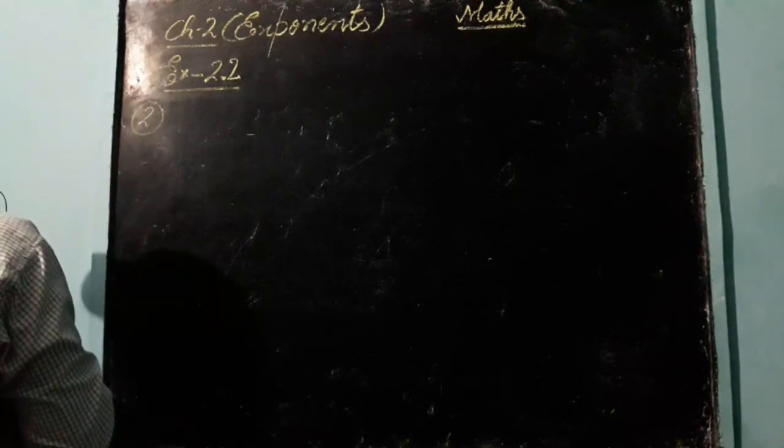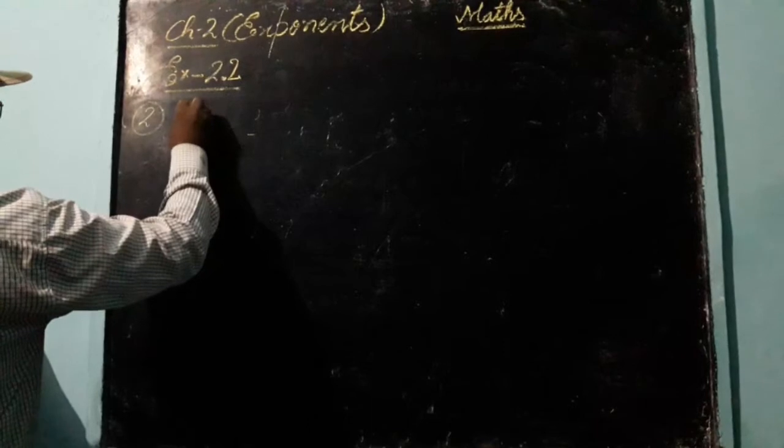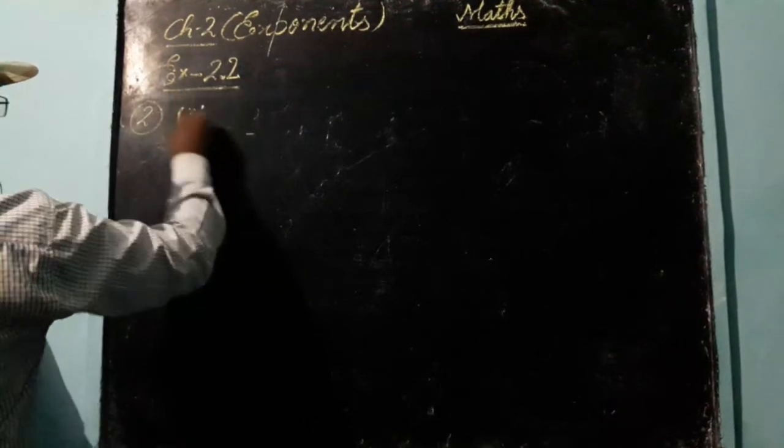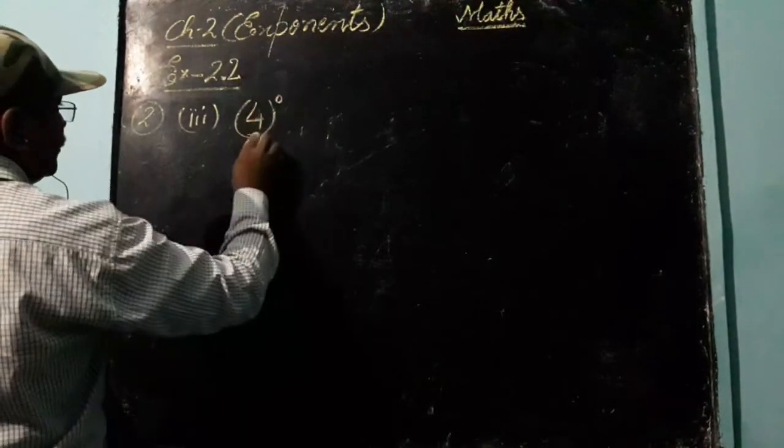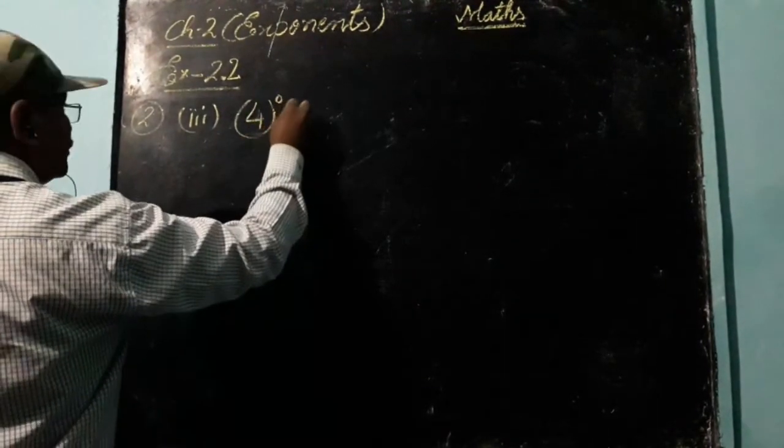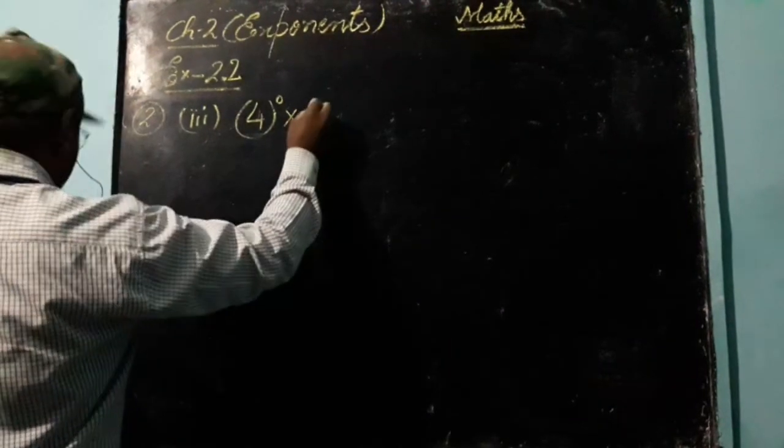Second का third part has given 4 to power 0 into 6 to power -2.